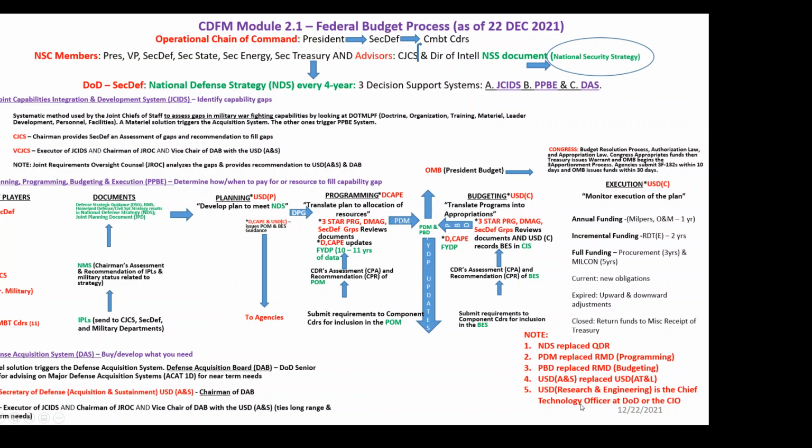Okay, so this was just a snapshot to kind of tie in this federal budget process for you to understand how that relates down to the DoD level and the National Defense Strategy using 3 decision support systems: JCIDS, identify capability gaps; PPBE looks at how you pay for these or resource the capability gap, or if we need to buy or develop, we use the Defense Acquisition System. So this concludes our review of the federal budget process.